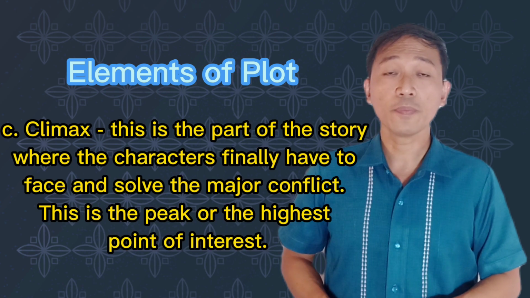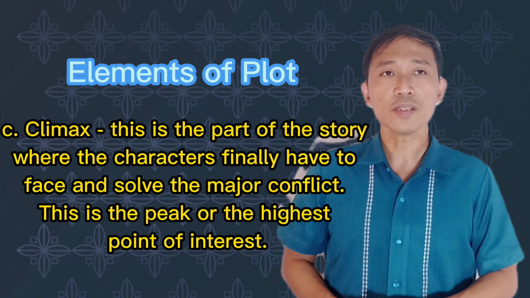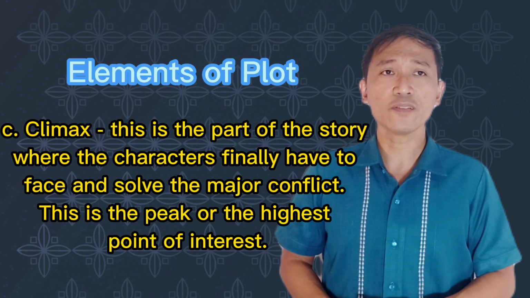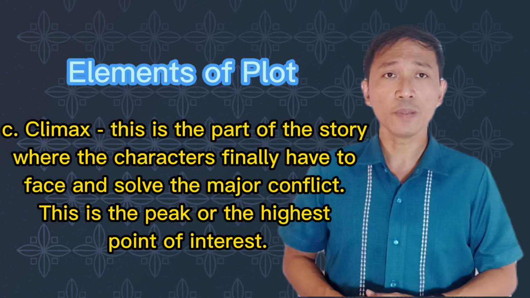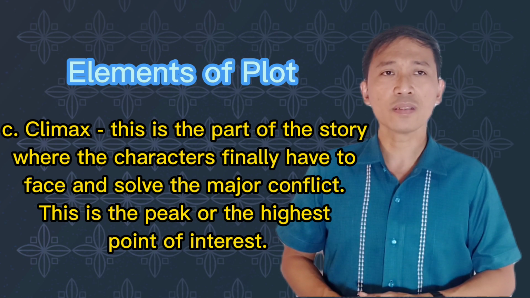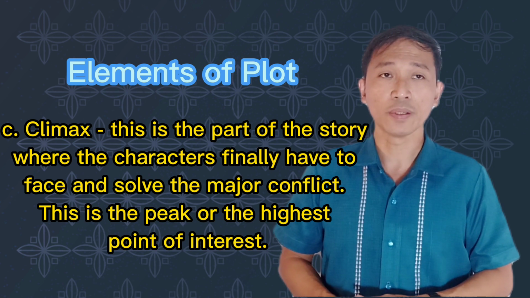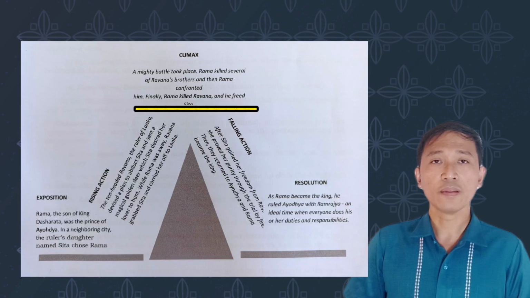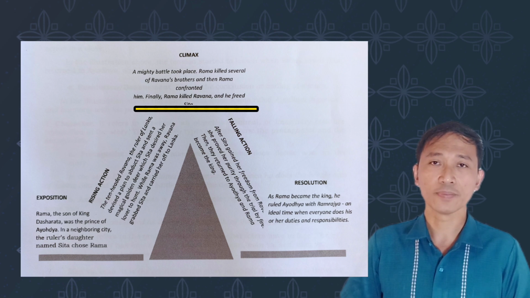The next element of a plot is the climax. This is the part of the story where the characters finally have to face and solve the major conflict. This is the peak of the plot, or the highest point of interest, where all the tensions of the rising action lead to the success or failure of the hero. In the illustration above, Rama solved the major conflict when he fought and killed Ravana to save Sita.